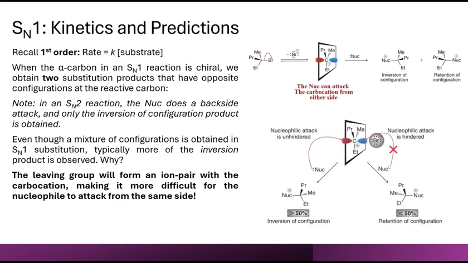So the nucleophile will attack at times more readily or more easily through the backside. The nucleophilic attack is unhindered here, while on the front side, it's a little bit hindered because of the bromide ion. Inversion of configuration product will be greater than 50%, and then retention of configuration will be a little bit under 50%.